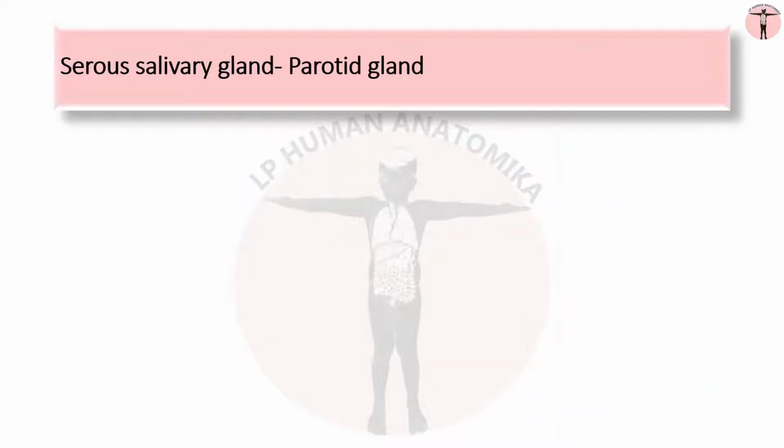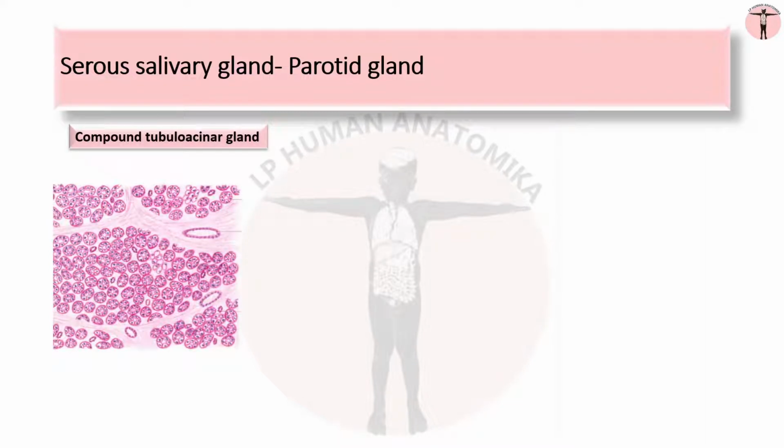Example for serous salivary gland is parotid gland present in the cheek antero-inferior to the ear. The parotid salivary gland is a large serous gland classified as a compound tubulo-acinar gland. That is, it has branched duct system with secretory cells arranged in the form of tubular and acinar pattern. In this diagrammatic illustration, a section of the parotid gland is depicted at lower magnification.